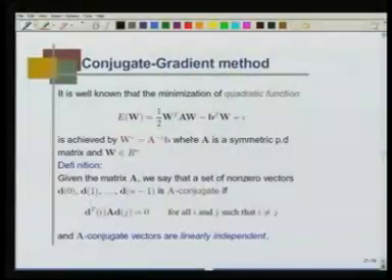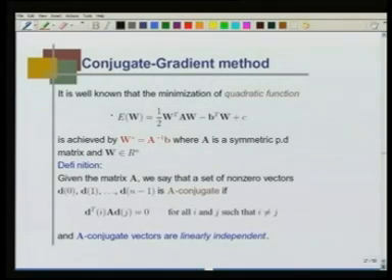So the conjugate gradient method can really minimize a quadratic cost function in n steps if the order of the quadratic function is n. That is, if my A is an n by n matrix, that is, my W is an n by 1 vector, then in n steps I can reach the minimum of this function. That is the motivation by which conjugate gradient has been formulated.